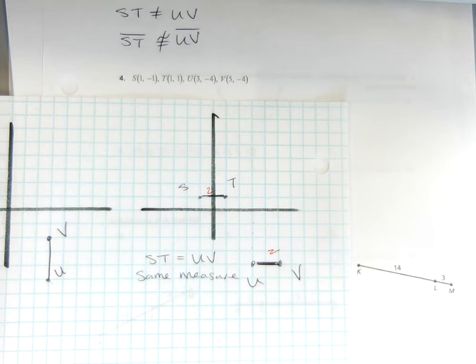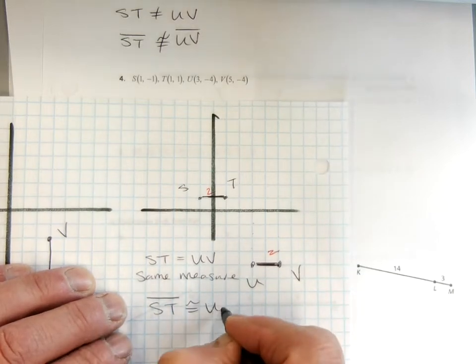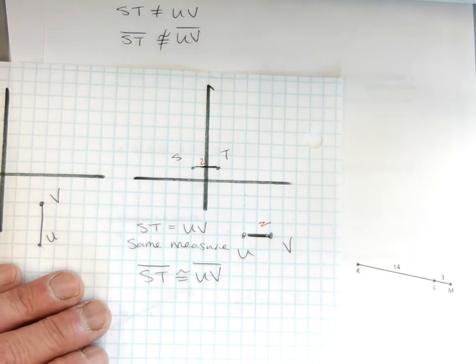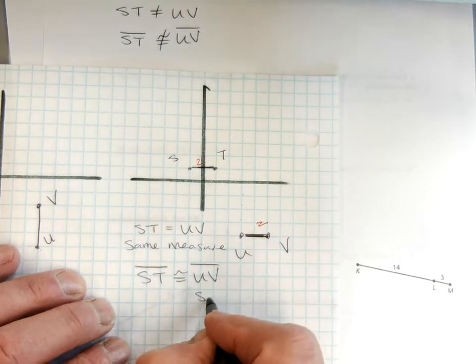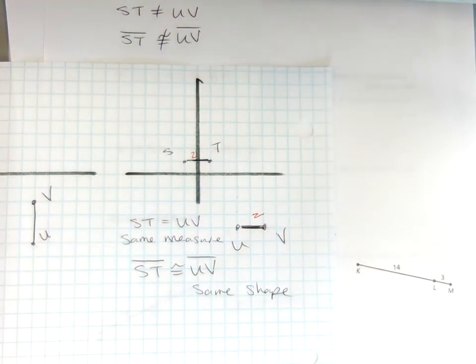Now, are they the same shape? Tay, are they the same shape? Do they have the same shape? So we're going to use the other symbol. If they have the same shape, we use congruent. Same shape. So I'm going to say ST is congruent to UV, because they have the same shape. So you guys have never seen this before, so it's new, isn't it?